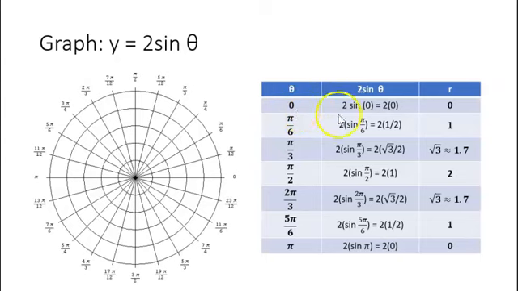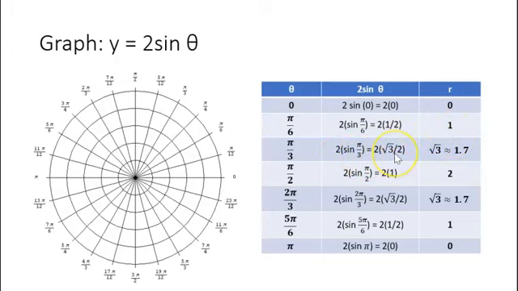So I picked 0, I put it into sine of 0, which is 0, and then I did 2 times that. For pi over 6, I did sine of pi over 6, and I got this from a unit circle. It is 1/2. Then I did 2 times 1/2 is 1. And I did that for all of these.